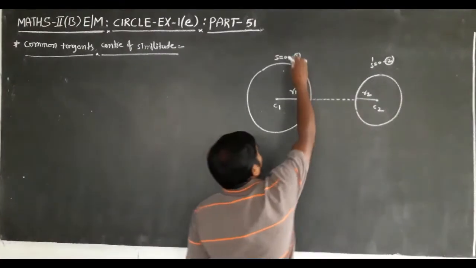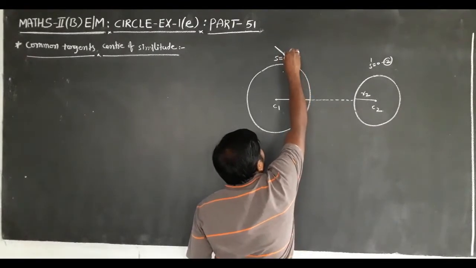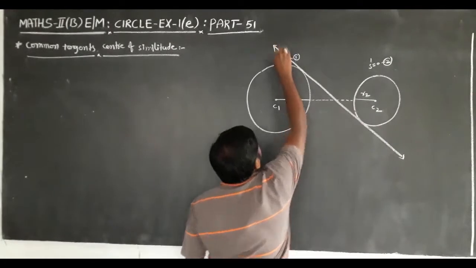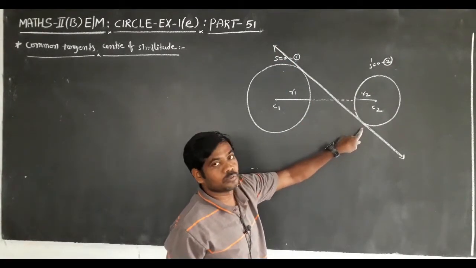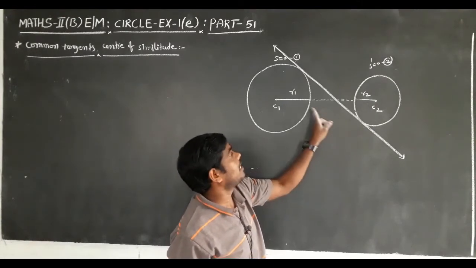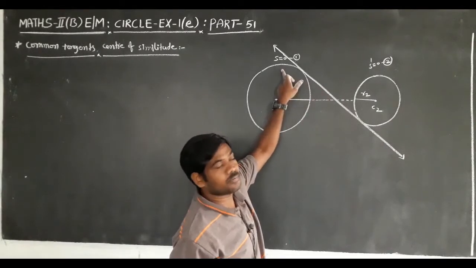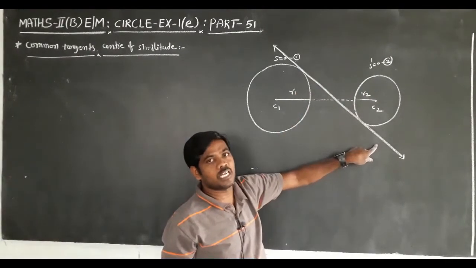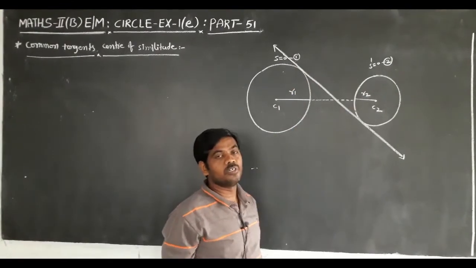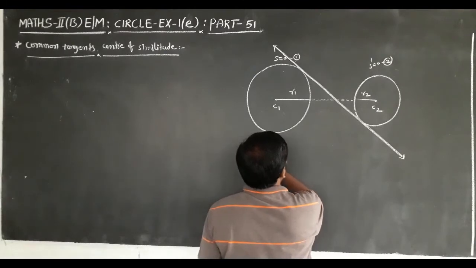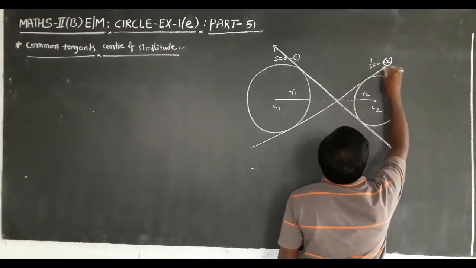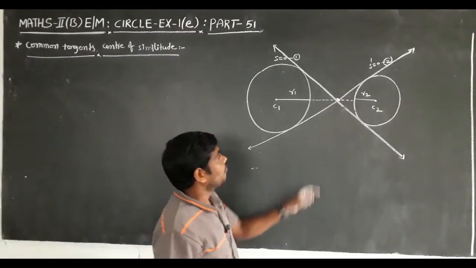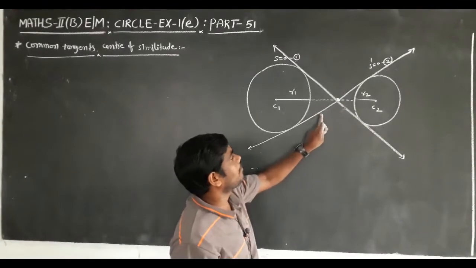One pair of common tangents. This is one common tangent of the circles S equals 0 and S dash equals 0. If one line is tangent to both, this line is the common tangent for S equals 0 and S dash equals 0. This is also a common tangent to the circles. One pair means two common tangents.